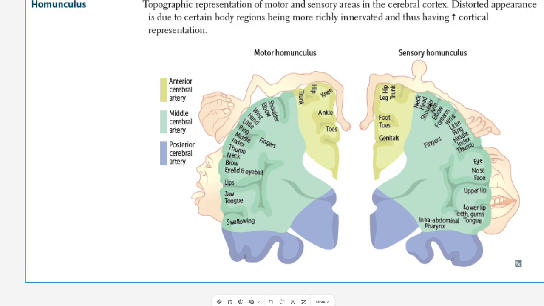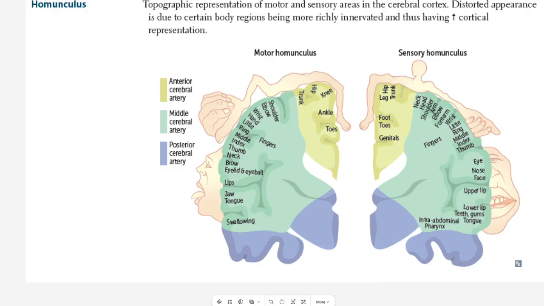Similarly, for the sensory homunculus, this is where your ascending tracts end, right? So you can see that the genitals, foot, toes, legs, hip, and trunk are supplied by the anterior cerebral artery, and the rest of the entire sensory homunculus is supplied by the middle cerebral artery.